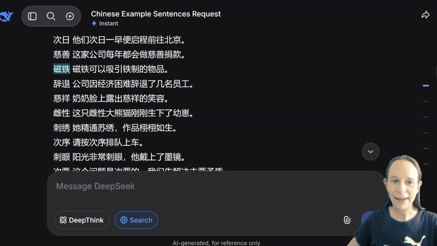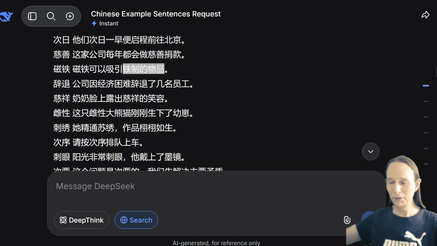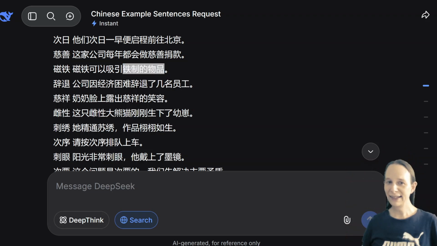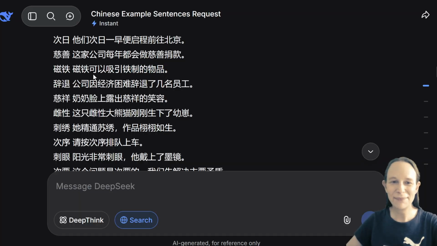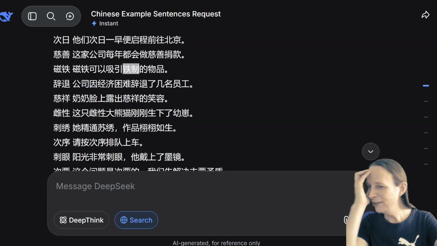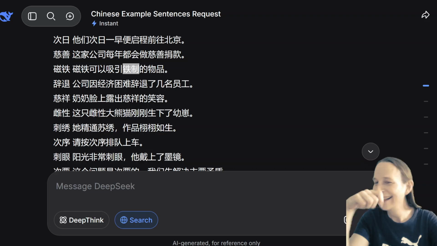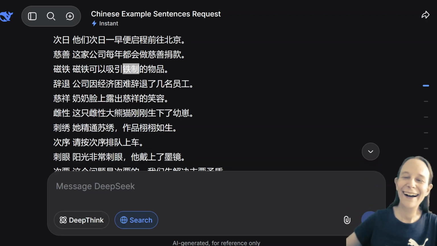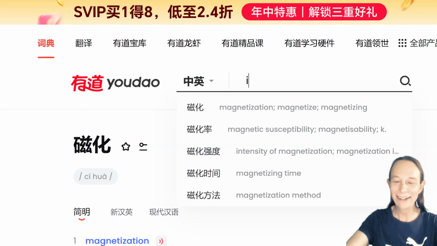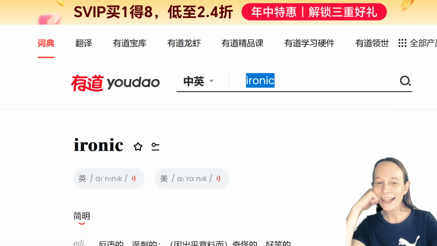磁铁, okay, magnet. 磁铁可以吸引铁质的物品. Magnet can attract metallic, no, iron. It's not metallic, but ionic. No, it's made of iron. How do you say 铁质? Is there a word for made of iron in English? Ironic. Actually, why is that not ironic? Why is ironic?